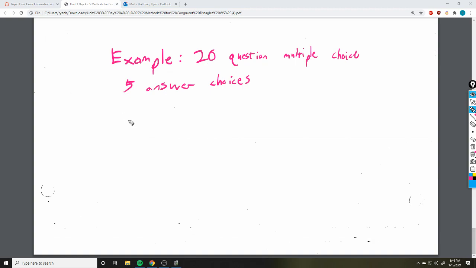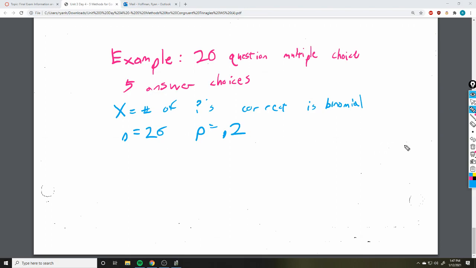In that case, though, our number of questions correct is binomial. And n, our number of trials, is 20. And p, our probability of a success, well, success in this case would be getting an answer right. So this is 5 answer choices. Probability of getting it right is 1 in 5, or 0.2. So those are the values that we're going to use.